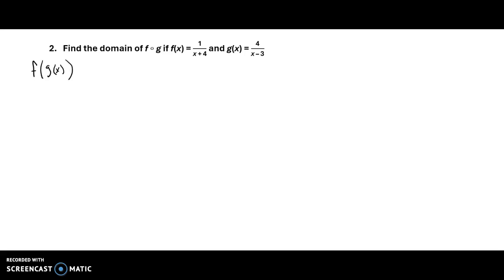So we're finding f of g of x. That means anywhere in the function f of x that we see an x, we're going to replace it with 4 over x minus 3. And you'll see why I wanted to go through this one. We have 1 over 4 over x minus 3, plus 4. This looks like a complex fraction. We don't want a complex fraction, so I'm going to show you how to get rid of that because you'll probably encounter problems like this in your homework.